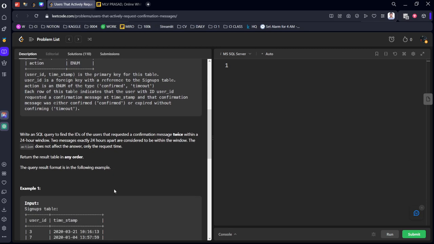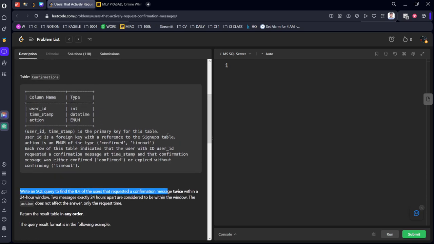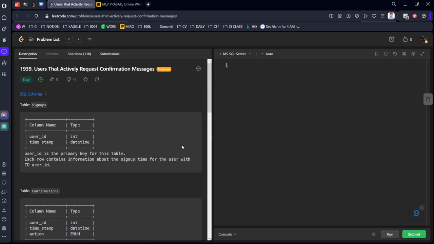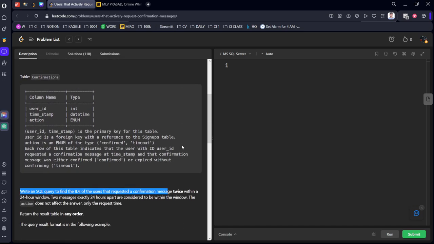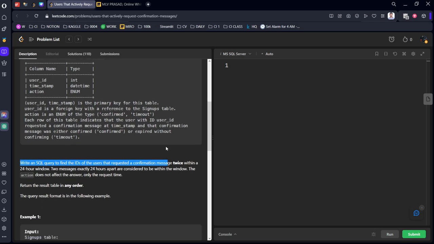Write an SQL query to find the IDs of users that requested a confirmation message twice within a 24 hour window. Two messages exactly 24 hours apart are considered to be within the window. The action does not affect the answer, only the request time.